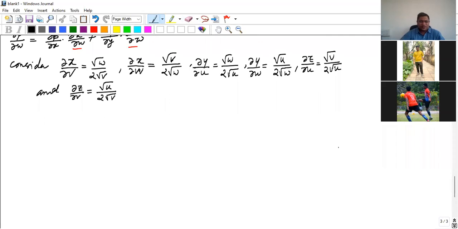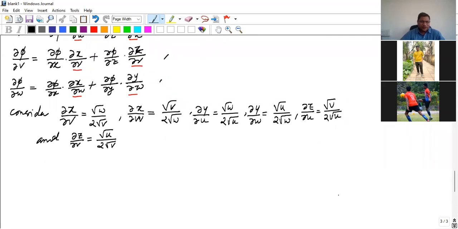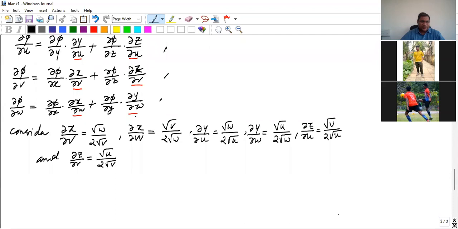So we got these 6 derivatives. Okay, and now let us try to calculate these derivatives one by one. So we have ∂φ/∂u first. Now use these derivatives. What we want is ∂y/∂u. So let us have this ∂y/∂u. What is going to be ∂y/∂u?